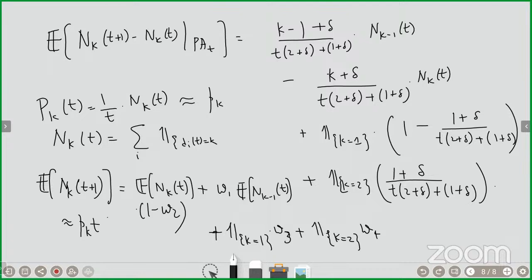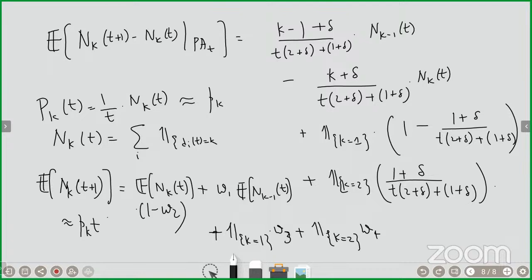Why? NKT plus 1 and NKT, the difference of their expectation. Yes. If each one is PK into T, first of all, give me PK into T plus 1. Second, give me PKT, the difference is PK. So I can somehow write that difference in terms of PK alone.